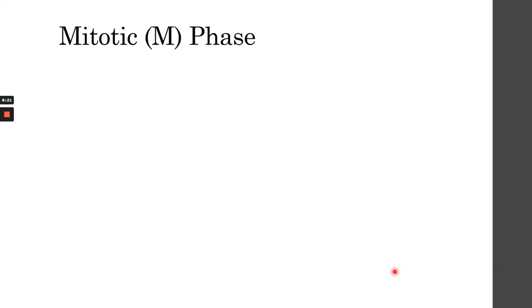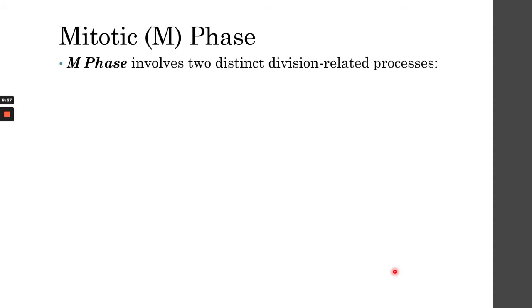Next, mitotic phase or M phase. So M phase is the start of cell division. M phase involves two distinct division related processes. So there are two distinct division processes in M phase. One is mitosis and the other is cytokinesis.